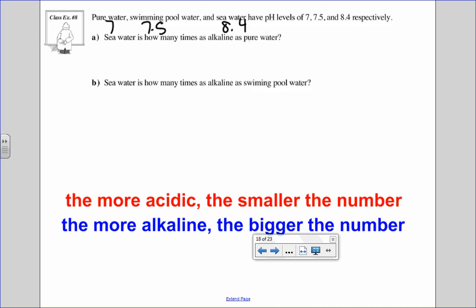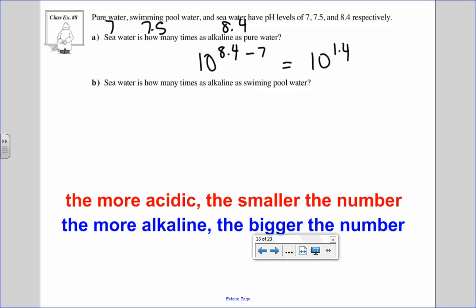Sea water, that's 8.4, is how many times as alkaline as pure water. So remember, the higher the number, the more alkaline, and since seawater has a higher pH, it is more alkaline. To figure out how many times more alkaline, I'll take the pH of seawater, subtract pure water. So I'm going to have 10 to the 1.4. And then I can just put that into my calculator to figure out what the intensity factor is.